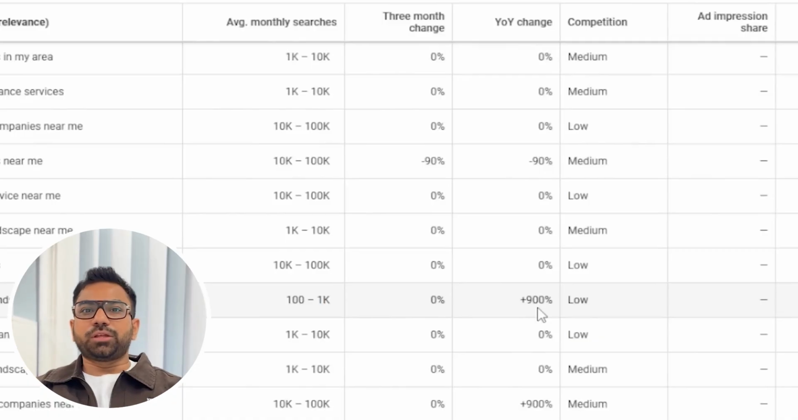But once the ads are running, how do you know what to keep and what to cut? That's where the audit comes in.